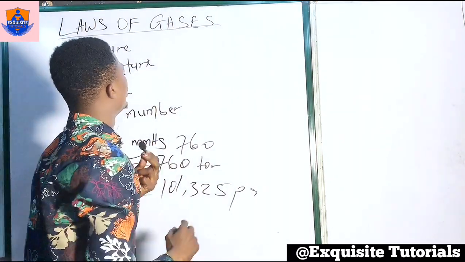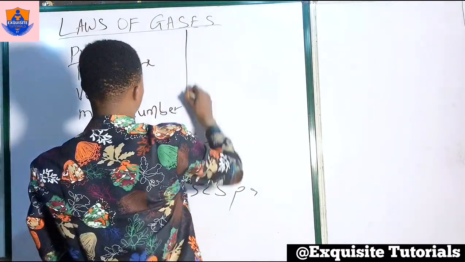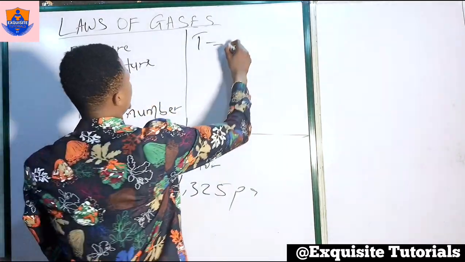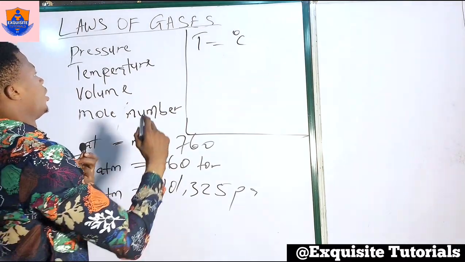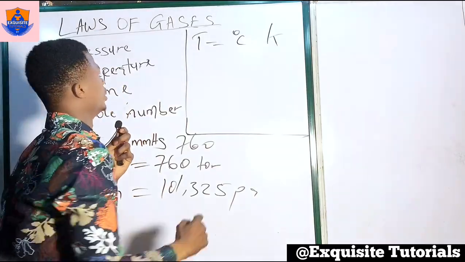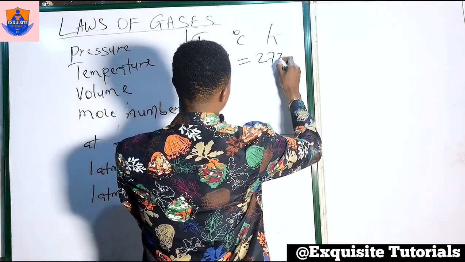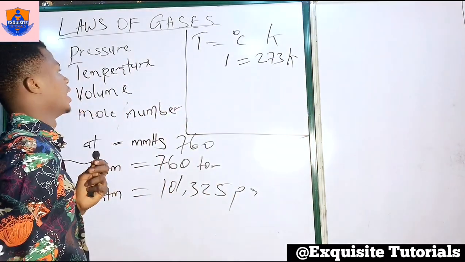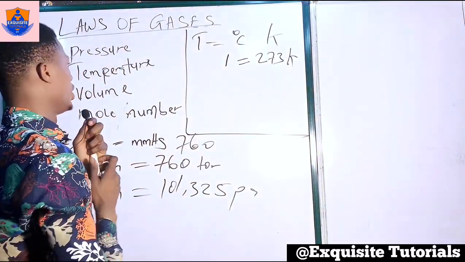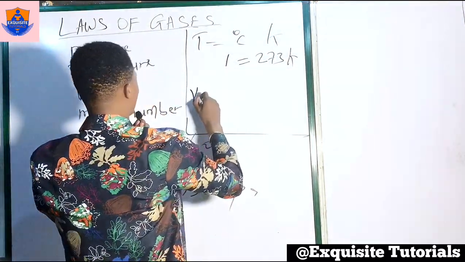Now, for temperature, your temperature, T, is calculated in degree Celsius, and also in Kelvin. Now, 0 degree Celsius is equal to 273 Kelvin, which means that if you are given anything in degree Celsius, to convert it to Kelvin, you add 273 to it.